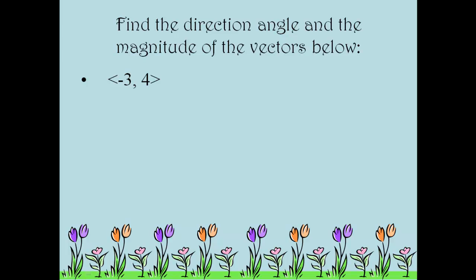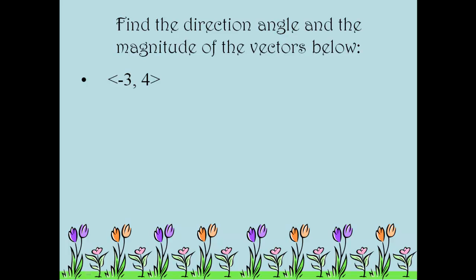So your exit slip for this video is to come in with the following two problems completely solved. We want to find the direction angle and the magnitude of the vectors below. Here's your first one that you're going to need to find the direction angle and the magnitude. We've got our component form of -3, 4. Which quadrant is this vector going to be in? The second quadrant. So make sure that your directional angle is also in the second quadrant.